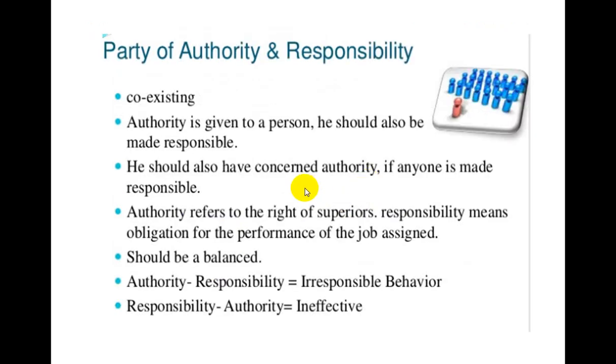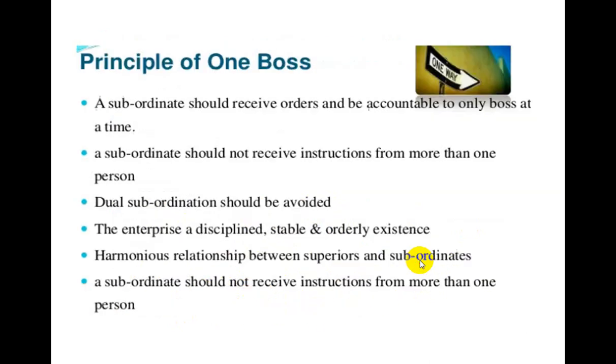Parity of authority and responsibility: when authority is given to a person, he should also be made responsible. He should also be given authority if he is made responsible. Authority refers to the right to supervise. Responsibility means obligation for the performance of the job. They should be balanced. Authority minus responsibility is equal to irresponsible behavior. Responsibility minus authority is equal to ineffectiveness.